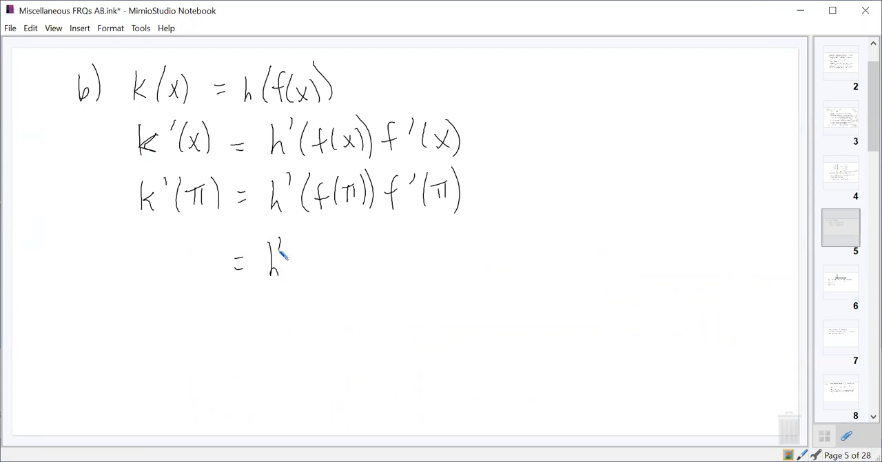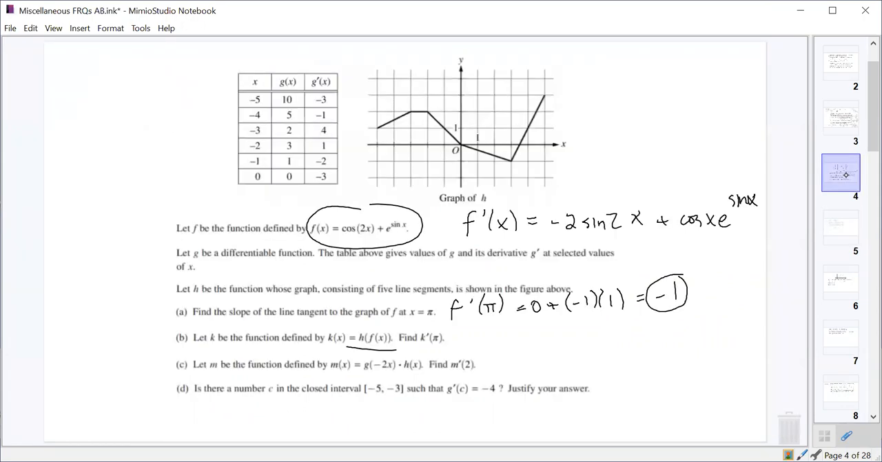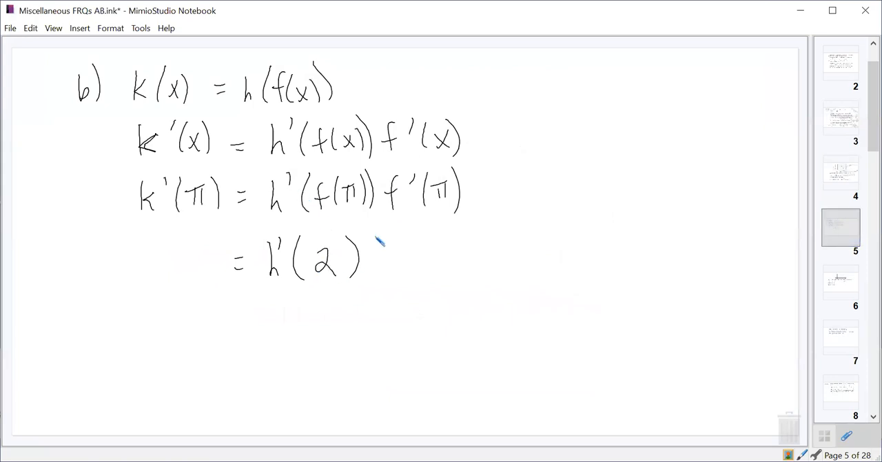And what's f of pi? What'd you get? -1 for f of pi. Do we agree with that? I'm looking for f of pi. Cosine of 2 pi is 1. And then e to the sine of pi, that's e to the 0, which is 1. So f of pi is 2. So h prime of 2, and then f prime of pi, which was -1.